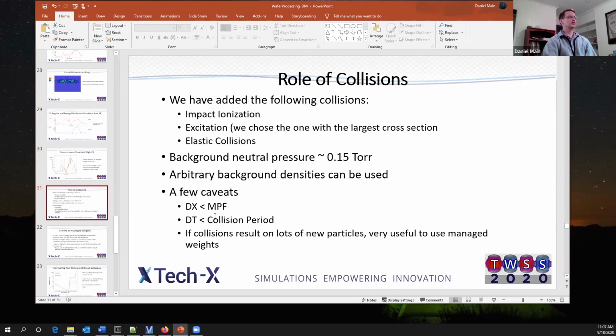Remember that your grid size needs to be less than your mean free path. Your collision time, your time step needs to be less than the collision period. That's all very easy to do with smaller pressures.